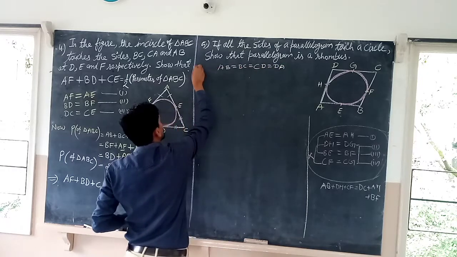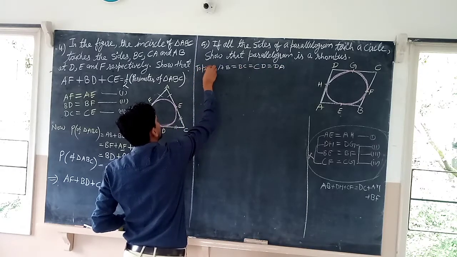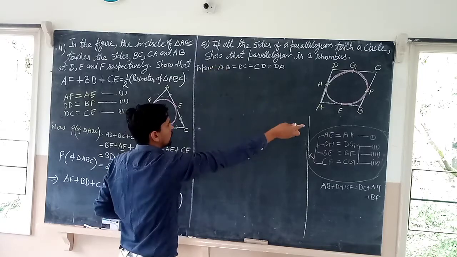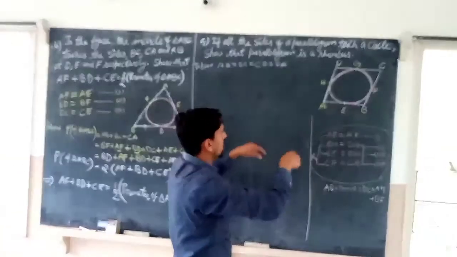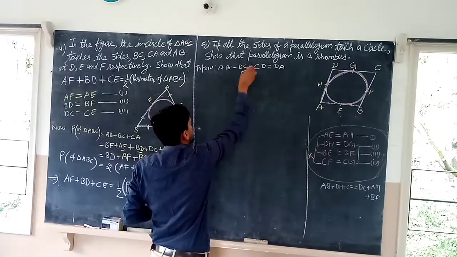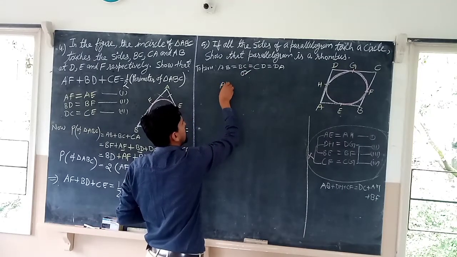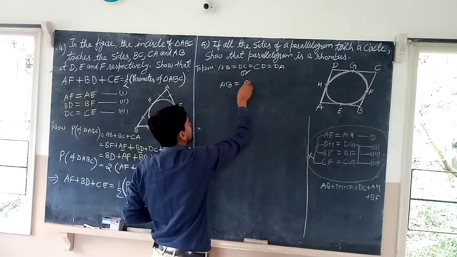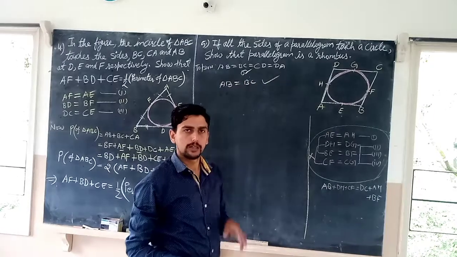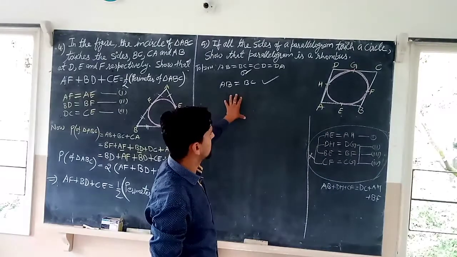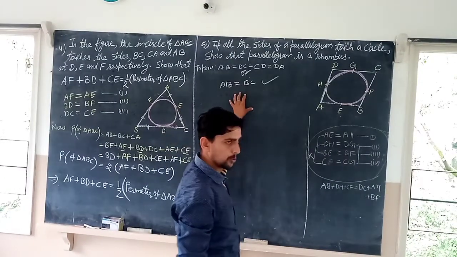This is to prove. Or simply you can prove adjacent sides equal, because as it is a parallelogram, already opposite sides are equal. If we can prove AB equal to BC, then also it will work that this will be a rhombus. Right? That means now we got to know what we have to prove.